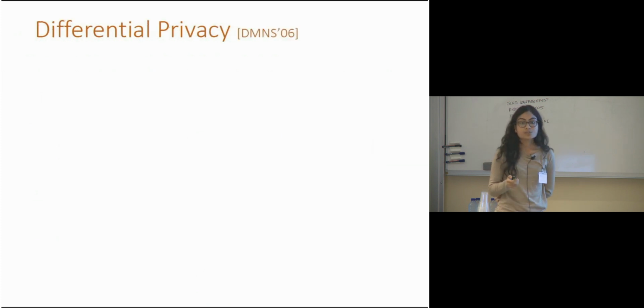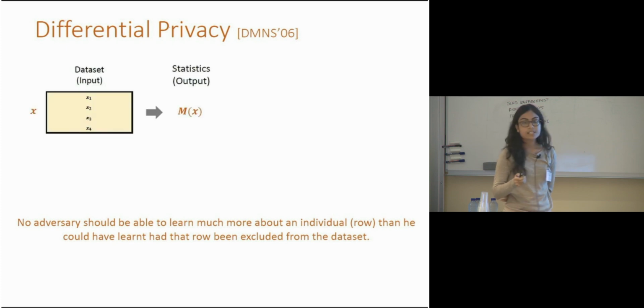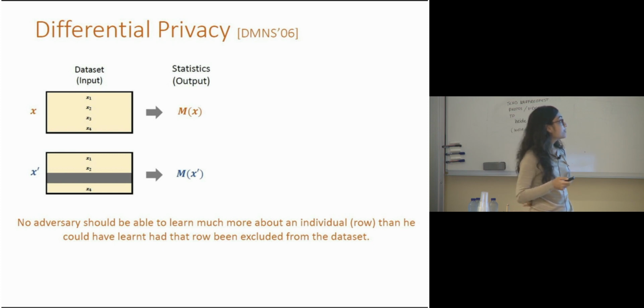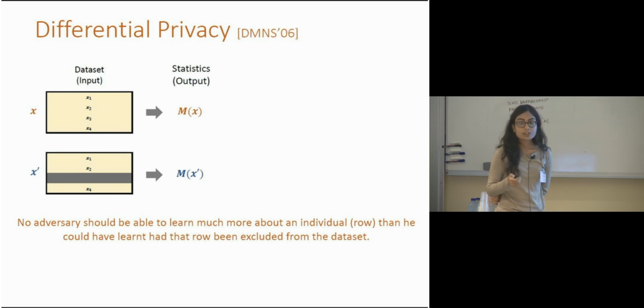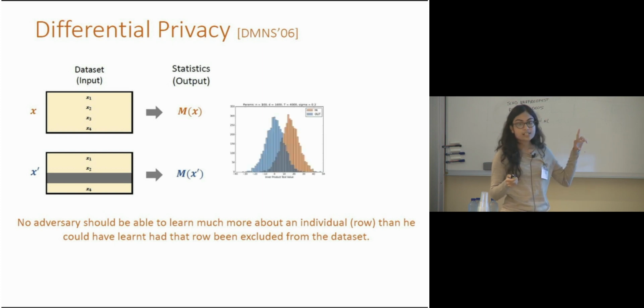So I will briefly introduce differential privacy. The main motivation is that no adversary should be able to learn about a particular individual of the data set. So basically you have, let's say, two data sets which differ in exactly one row. A randomized algorithm is said to be differentially private if its output distributions on these two data sets are close.